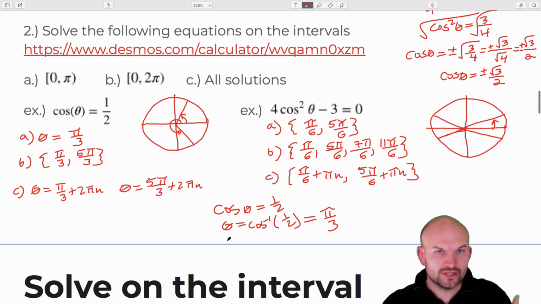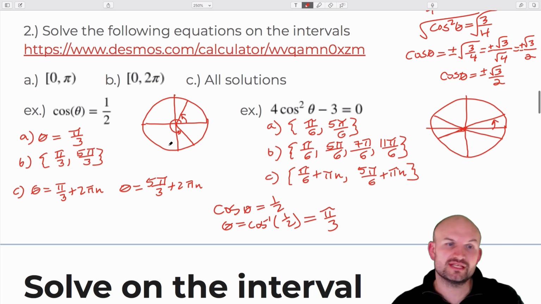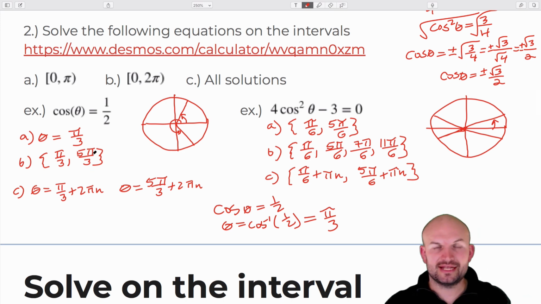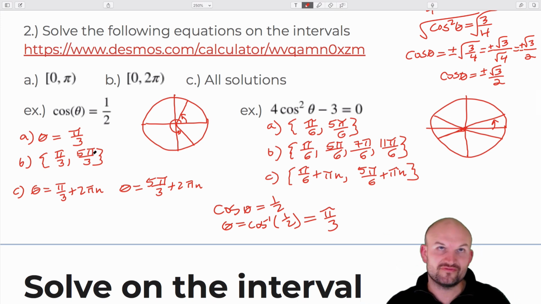We're asking for solutions that make this equation true. Now, on the unit circle, you can see that there are 2 angles that make this equation true. That's going to be pi over 3 and 5 pi over 3. But when we look at the graphical approach, if you remember, cosine actually goes on and on forever. So therefore, we have to figure out a way to write all of the solutions.